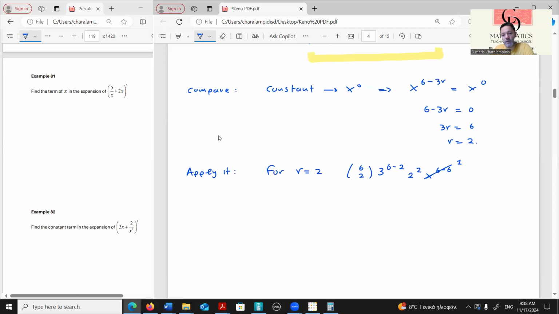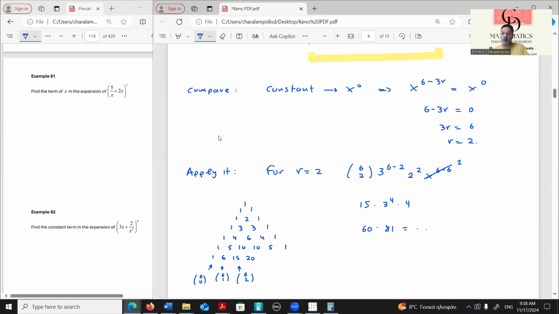Let's do this time the combinatorial number of 6 choose 2 with Pascal's triangle, to remember that. 1, 3, 3, 1, 1, 4, 6, 4, 1, 1, 5, 10, 10, 5, 1, 1, 6, 15, 20. I don't need anything more. This should be 6 choose 0, this should be 6 choose 1, this should be 6 choose 2, 15. 15 times 3 to the power of 4 times 4. So that should be 60 times 81, whatever that is.